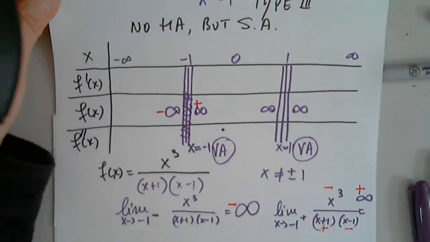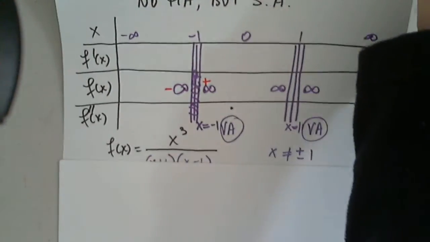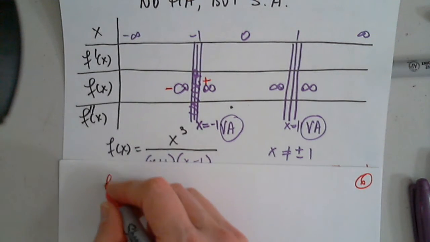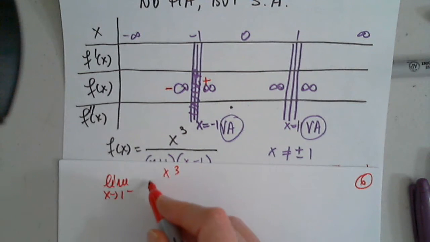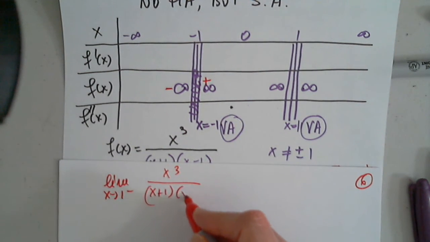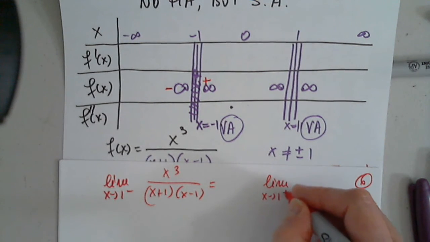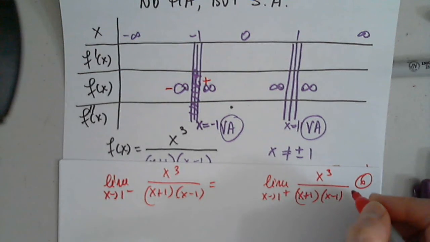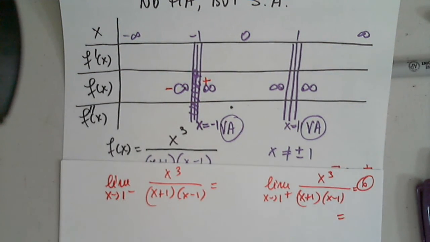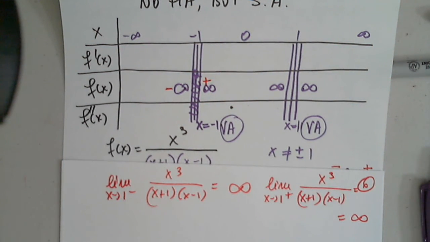Now I have to determine left and right of 1. So which page am I on? 6. So limit as x approaches 1 from the left, of x cubed over x plus 1, x minus 1. And the last one, limit as x approaches 1 from the right, x cubed over x plus 1, x minus 1. We know it's infinity. I have no question there, but I don't know the sign. And the sign is very important.